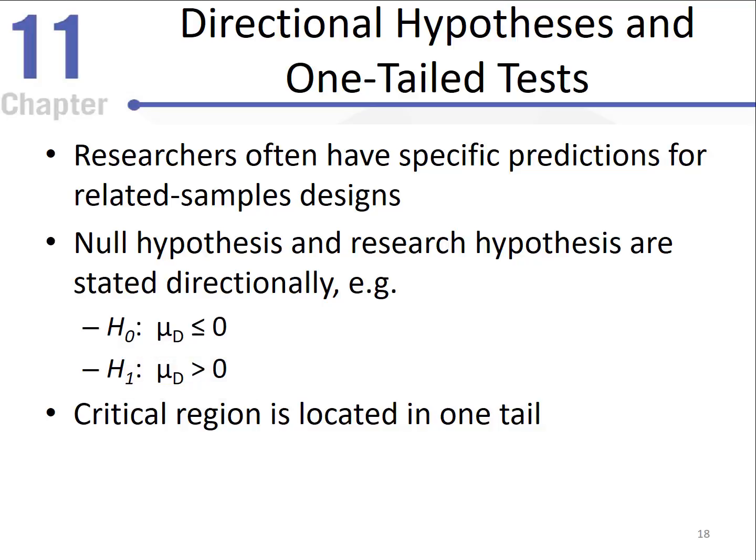So in this case, we just stated our null hypothesis and research hypothesis directionally. So either we expect it to be larger or smaller. And then in this case, the critical region would be located in one tail.